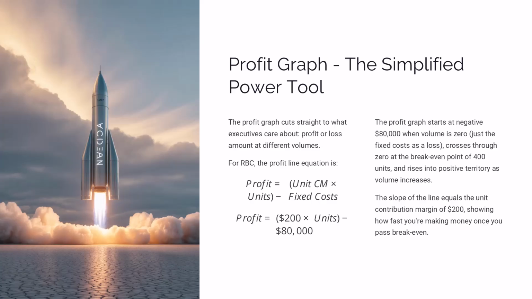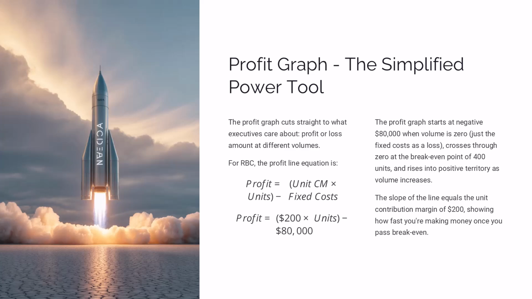The reason the profit graph is easier to interpret than the full CVP graph is that you can immediately see the magnitude of profits or losses at any volume level without having to measure distances between lines. And more importantly, you can see the rate of change, which tells you how sensitive the business is to volume changes, which is critical for risk assessment.